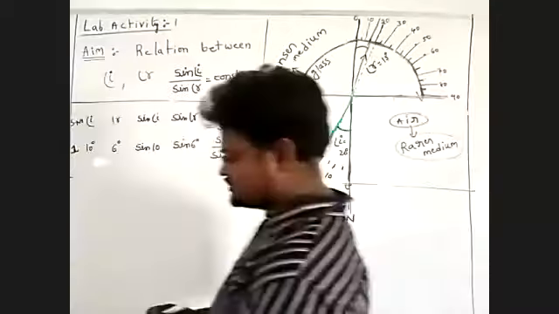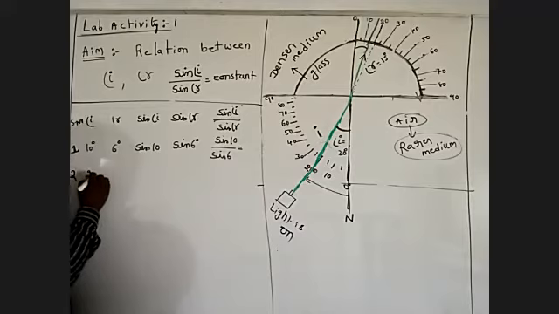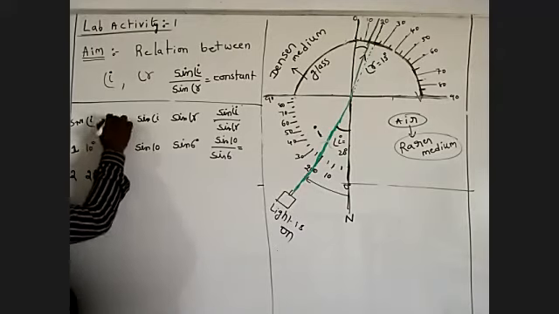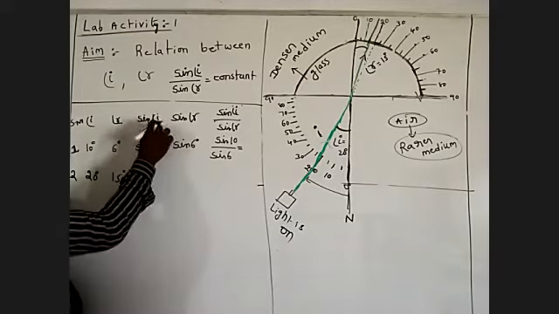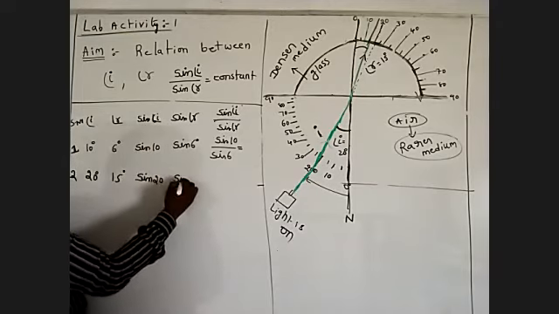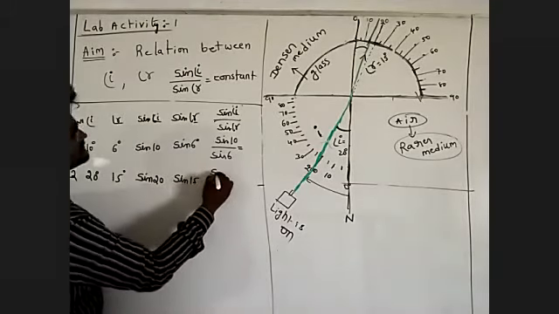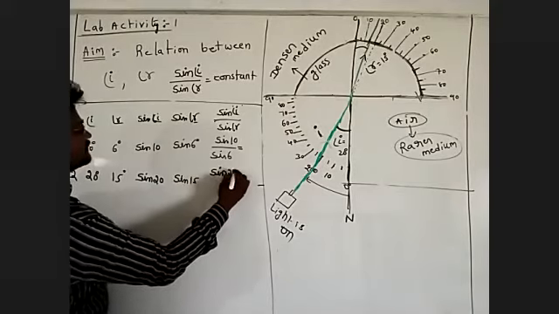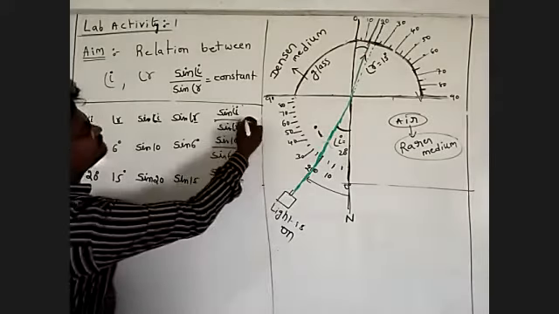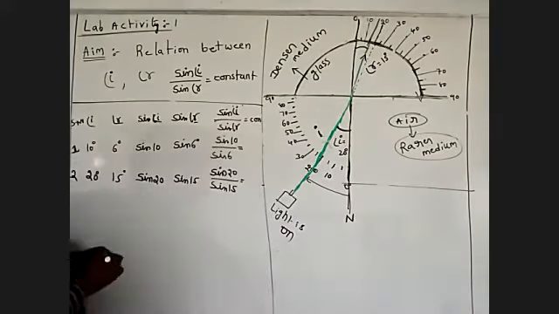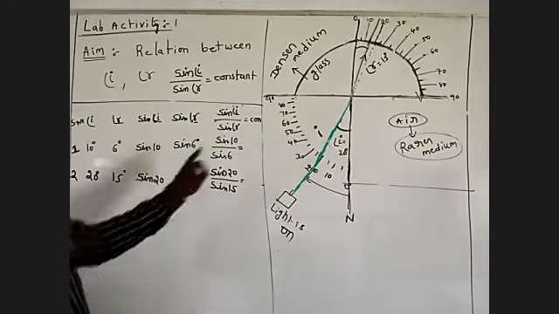You will see the second situation. Situation number 2. In this second situation, angle of I is 20, angle of R is equal to 15 degrees. Sine of angle I means sine 20, sine of R means sine 15 degrees. Sine 20 by sine 15 degrees is a constant value. Now we will see angle of I is 20, angle of R is equal to 15 degrees.